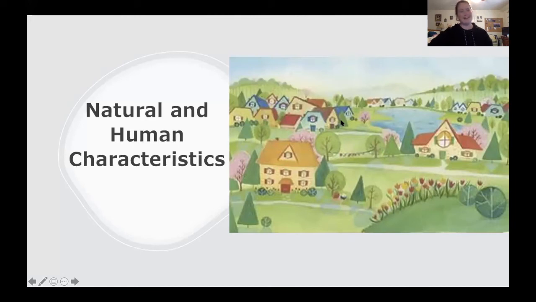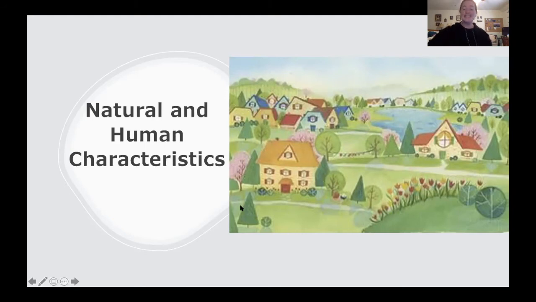That is not a natural characteristic. That is definitely a human characteristic. Somebody had to make that. Oh, I wonder what natural resources did they have to use? Well, you probably needed rocks so you could have like bricks and rocks. You probably also needed to use trees to have wood. Yeah, those are some natural resources to use to make these houses.